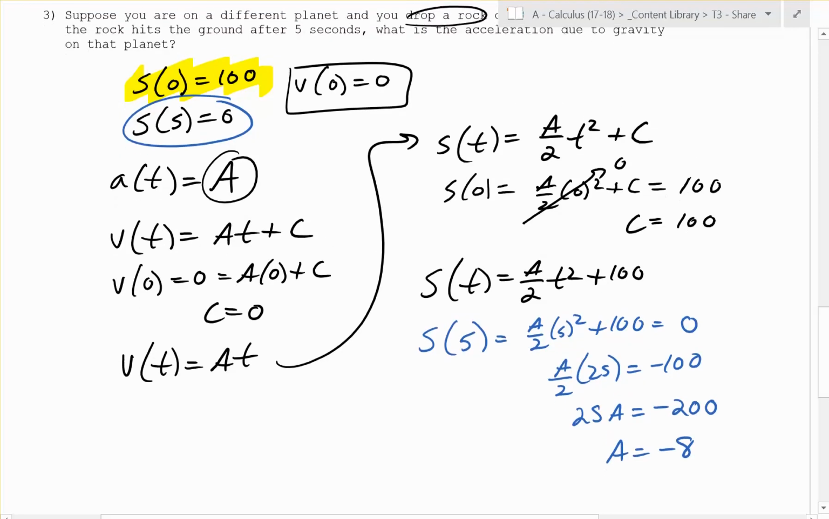And what's that going to be? That's going to be in feet per second squared. So in this case, we started with acceleration, worked backwards, and then used all the information we had to get that right there.